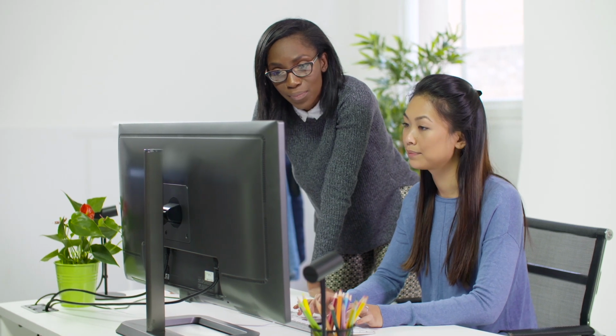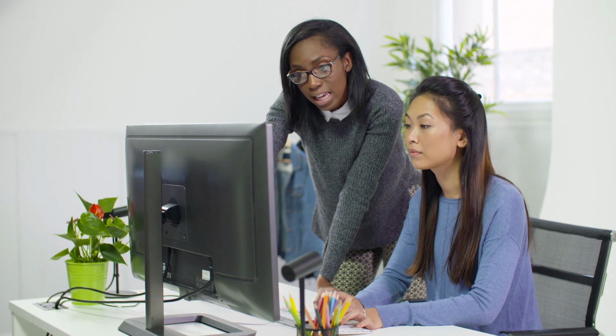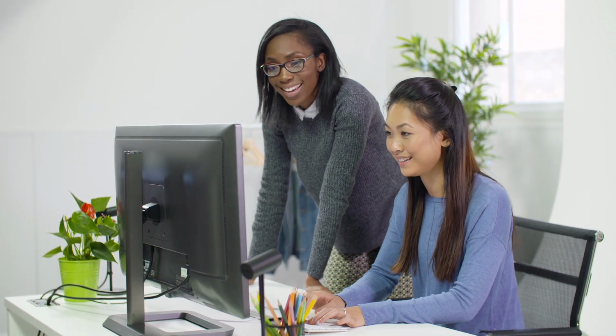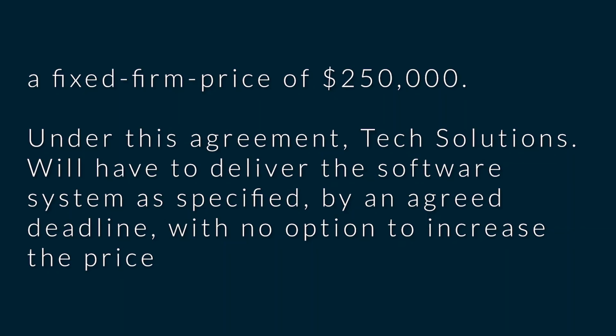That's the theory, right? So how does that work in practice? Here's an example of that. So let's look at a practical example. In this case, ABC is in need of a new software system to help with processing orders. And so they engage a company called Tech Solutions. And so in this case, the project is clearly outlined. We know what we want. And so we get to an agreement, and a fixed firm price of $250,000, that's what you agree to. Now, under this agreement, Tech Solutions will have to deliver the software system as specified by an agreed deadline with no option to increase the price. And that is even if the development costs go beyond the $250,000, they'll have to deliver. That's on them. If it goes beyond that, that's on them. So that is number one.